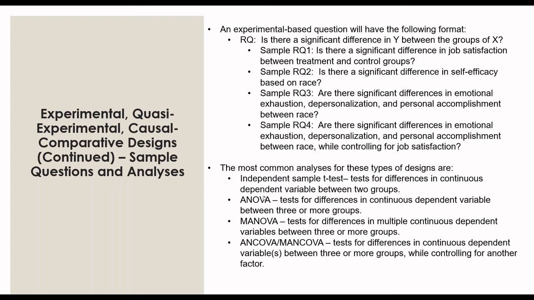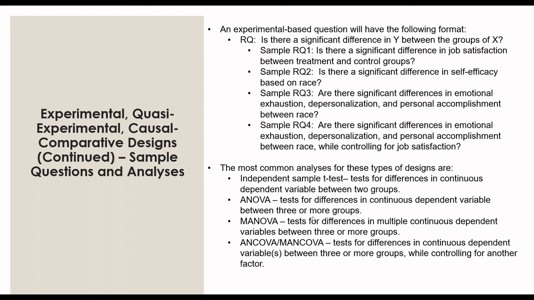And ANOVA takes the idea of a t-test, but it extends it further. It's when you're testing for differences between 3 or more groups. So is there a significant difference in self-efficacy based on race? That would use an ANOVA most likely. If you had white, Asian, Hispanic, and so forth, multiple races, you could use an ANOVA for that question.